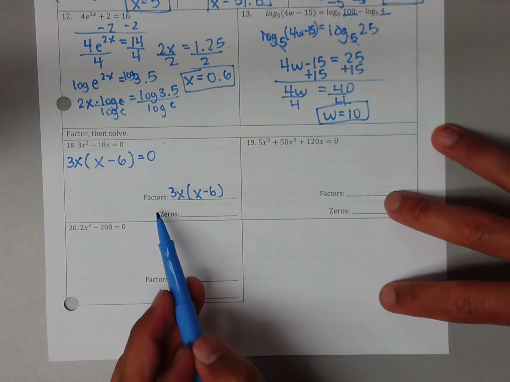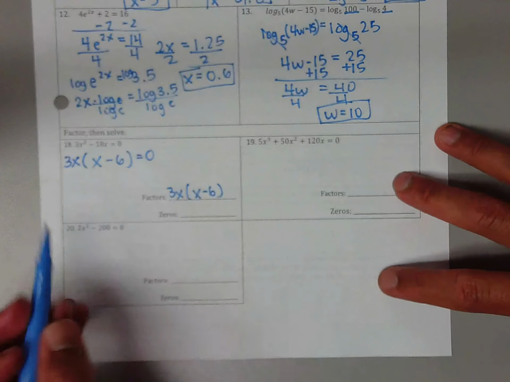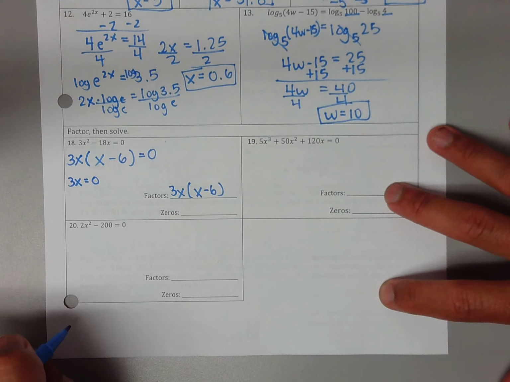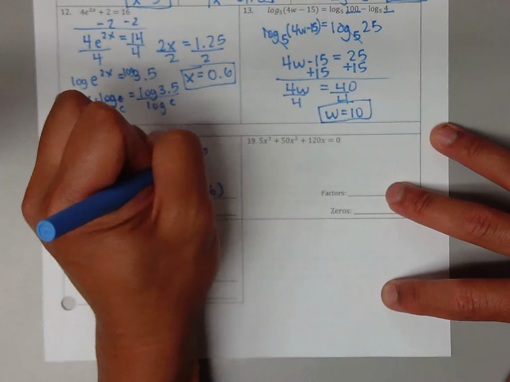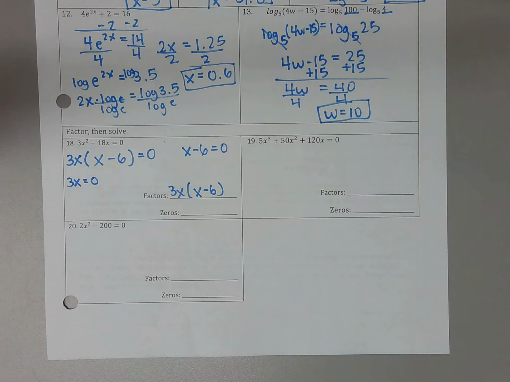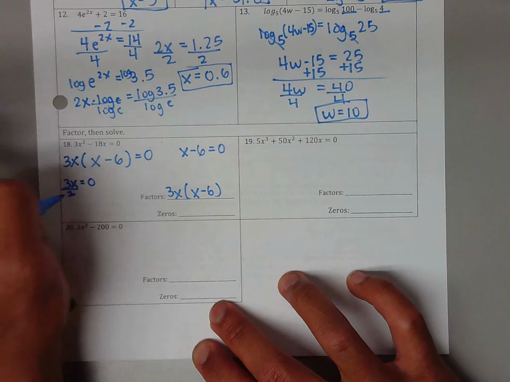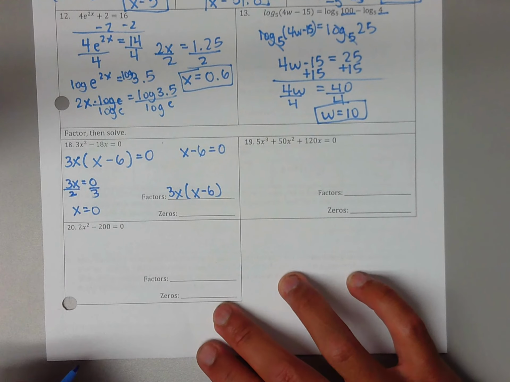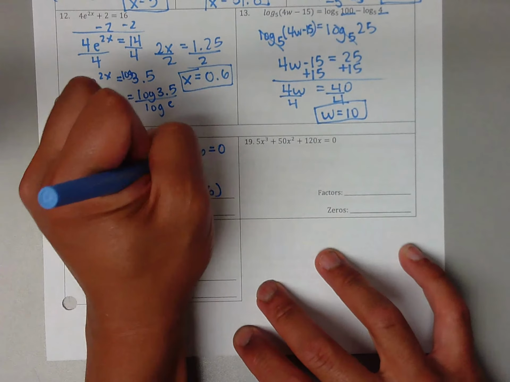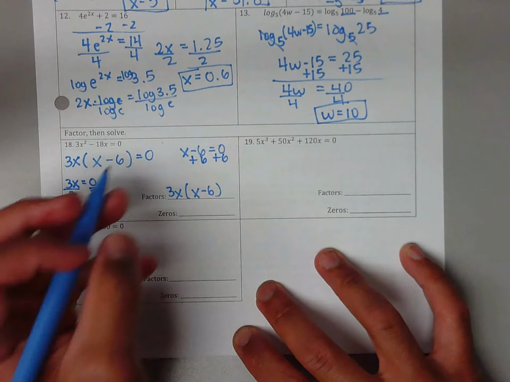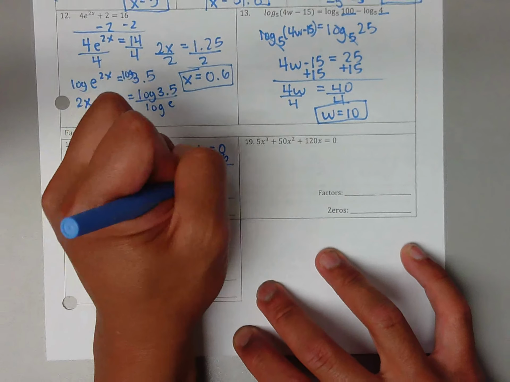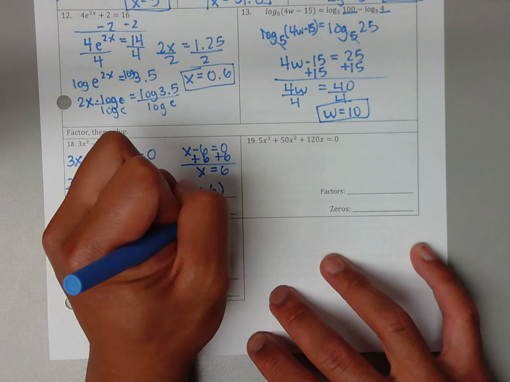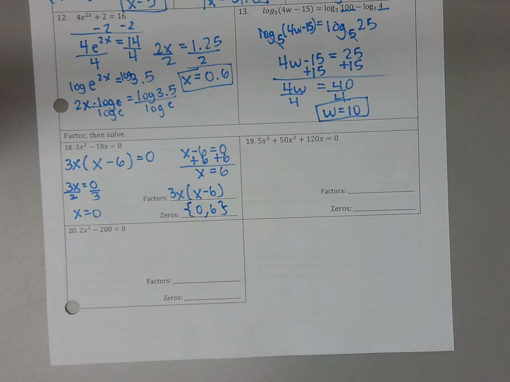Our zeros are what we get when we go ahead and solve this equation. So we set each of those equal to 0. 3x is equal to 0. Or we could have, I'm just going to write it up here, x minus 6 is equal to 0. All right, so dividing that by 3, we get x is equal to 0. Adding 6 to both sides here, we get x is equal to 6. So our zeros, 0, 6. That's how you do number 18.